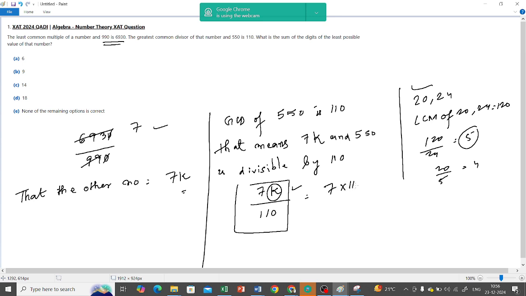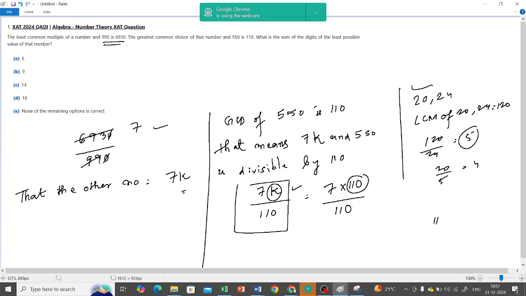What are you saying, 70? If k is 70, then 490 divided by 110 will not be divisible. The least value of k that will make 7k divisible by 110 has to be 110. If k is 110, then this is divisible by 110, and this is the minimum value. 110 ones are 110, 110 twos are 220. If I make k 110, I get the minimum value. Take any other value of k and you will see that the number is not divisible by 110.